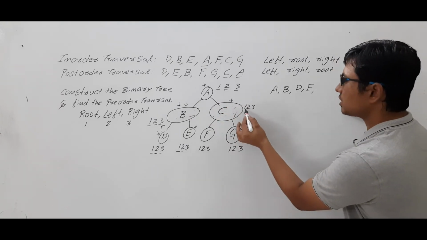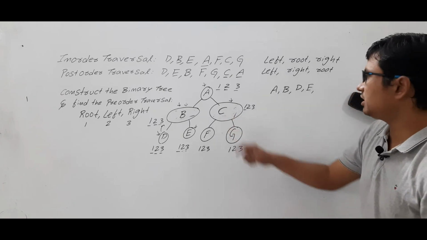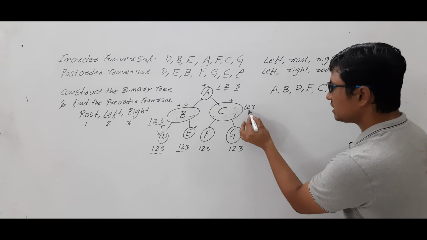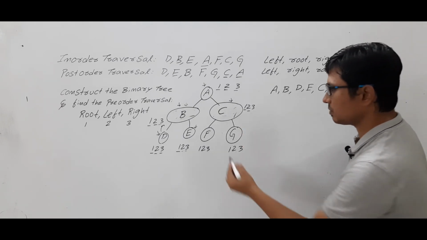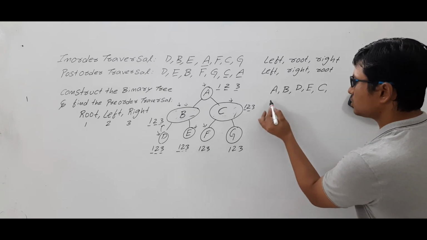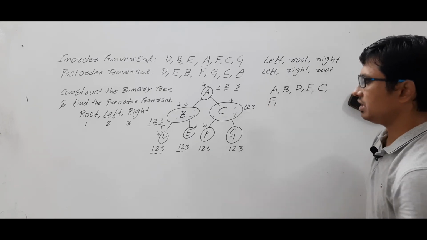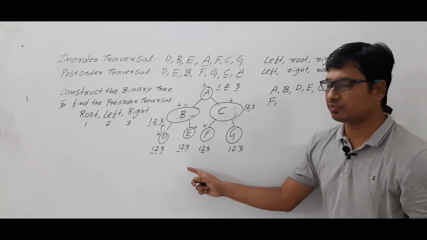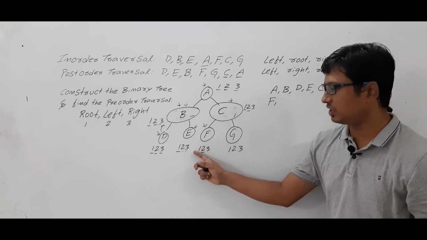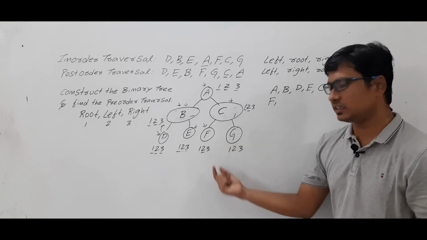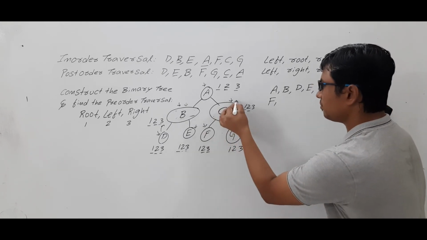Again execute step 1 here. What is it? Print the value. So you will print the value called C. Now what is step 2? Visit the left subtree. So you will come here. Again execute step 1. So you will print the value F. Execute step 2. What is it? Left subtree. There is no left child for the F element, so it will return null. Then again write null. Okay, so you will come back here.